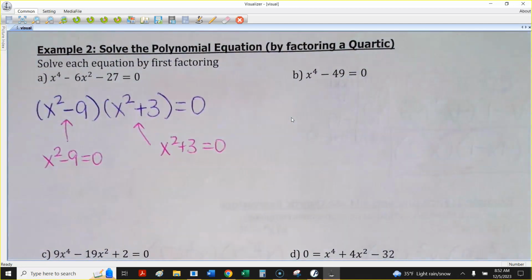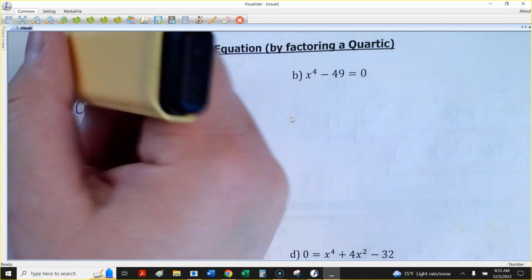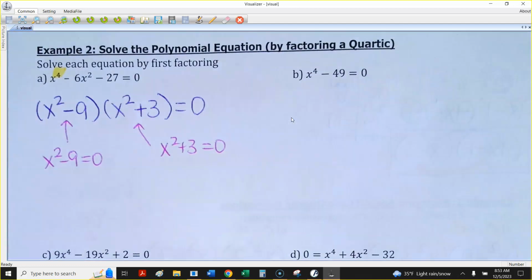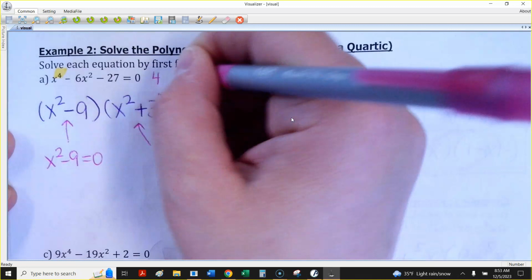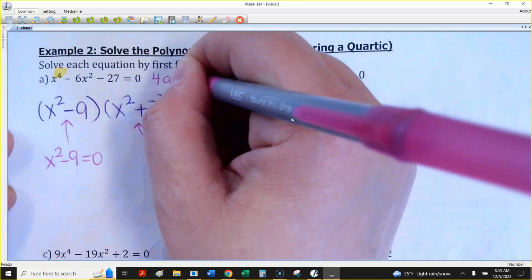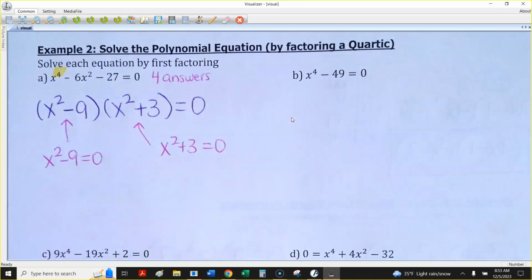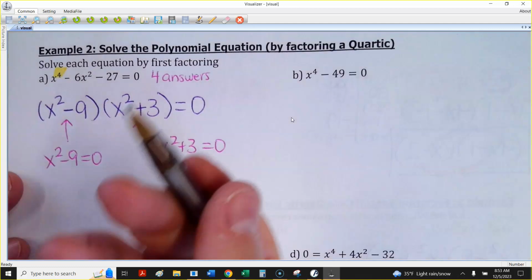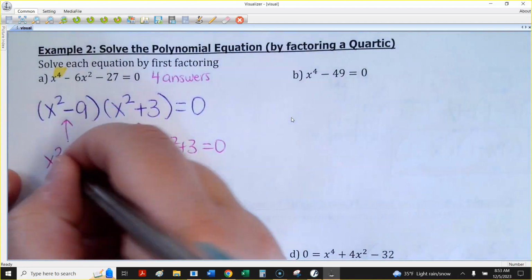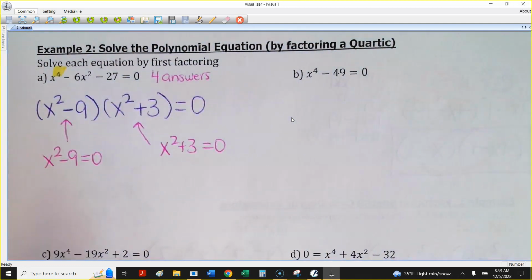So, I'm going to show you this real quick. If you look at the original problem, I've got x to the fourth minus 6x squared minus 27 equals 0. Whatever the highest power of x is, which is 4 here, that's how many answers I should have. So I'm going to have 4 answers. If I solve these two little equations, I'm going to get 2 answers out of each one of those. All I have to do here is use square roots. I don't have to do anything fancy. You could use the quadratic formula if you're bored, but you can get x squared by itself.